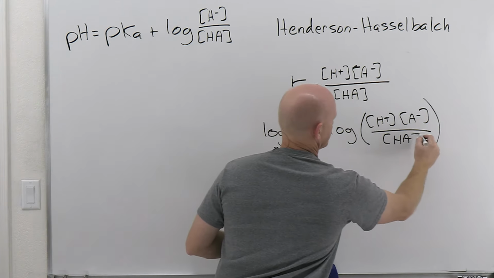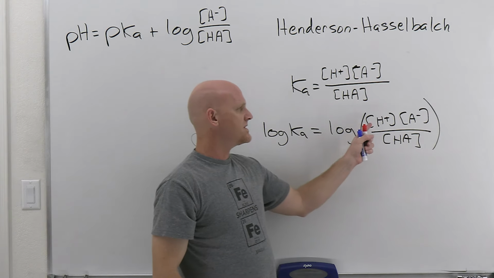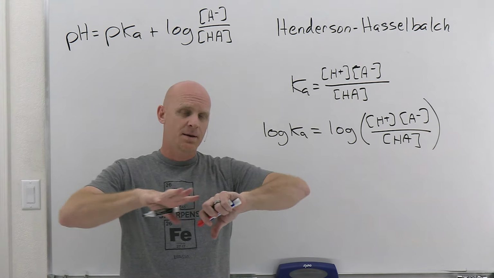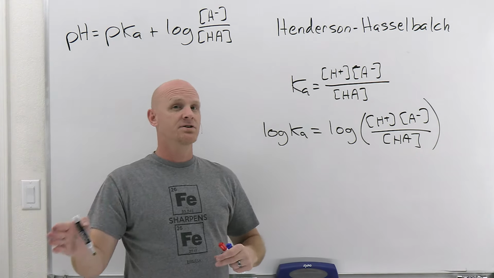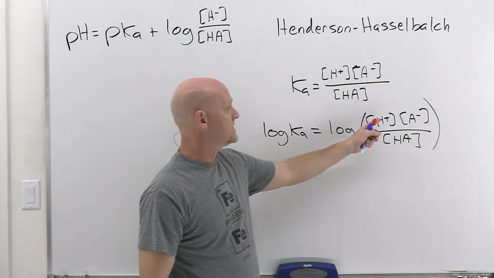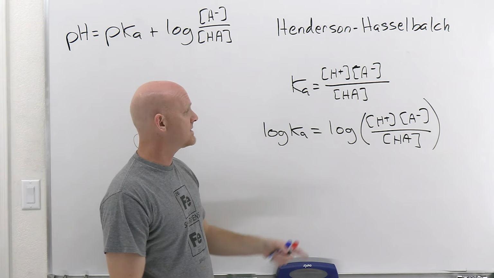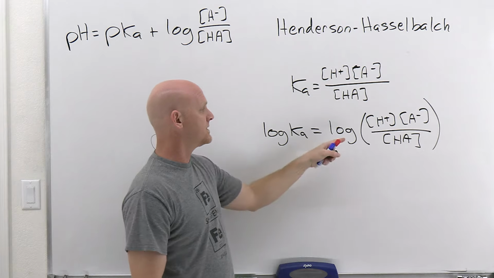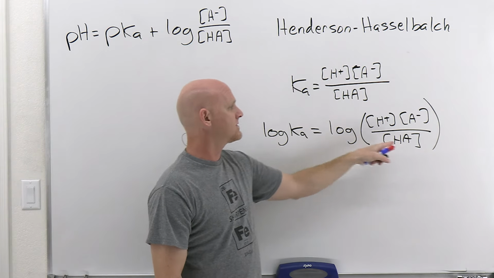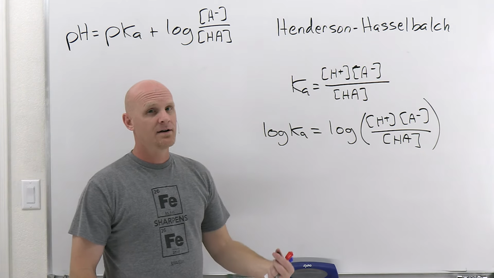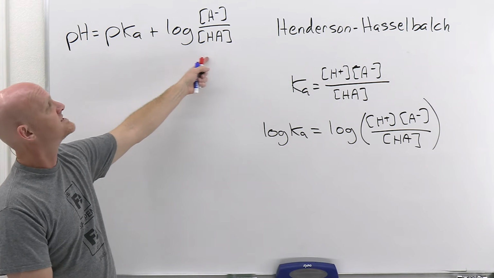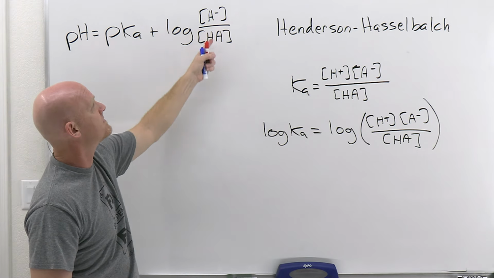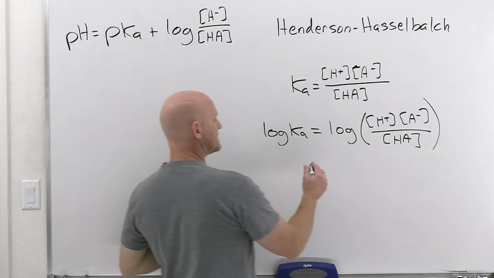all over HA. Well, property of logs, when you've got things multiplied together, you can separate them out into logs that are summed together, that are added together. And when you divide, you can subtract. So we could make this log of H plus log of A minus log of HA. We could do that, but our destination is this guy right here. So we're actually not going to split up the A minus and HA, but we will split up the rest.